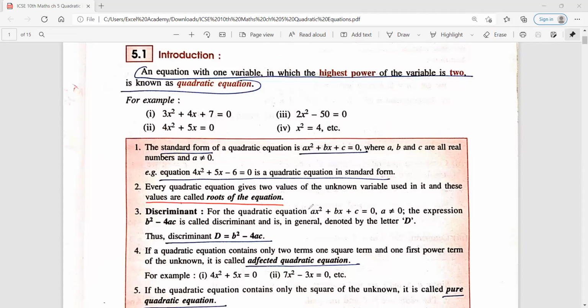So the values of the unknown, once you solve it, those values are called the roots of the equation. समजतंय? त्याला रूट्स पण म्हणतात. Now we'll see what is a discriminant. Let's say you have a standard form ax square plus bx plus c is equal to 0. Then b square minus 4ac is called the discriminant. काय म्हणतात त्याला? Discriminant म्हणतात. It is usually denoted by capital letter D or sometimes capital letter delta.